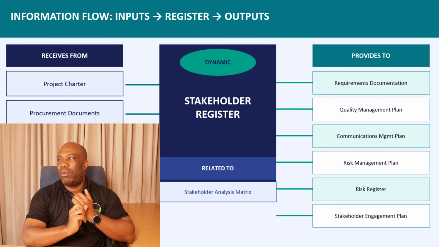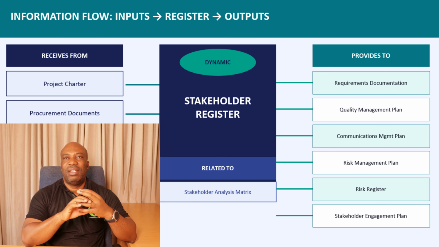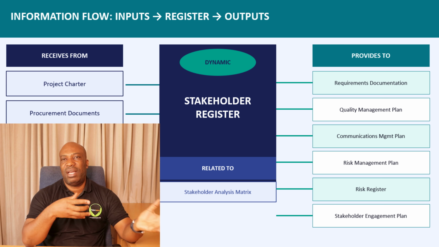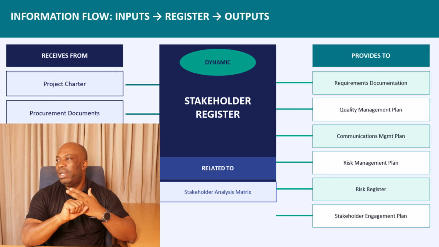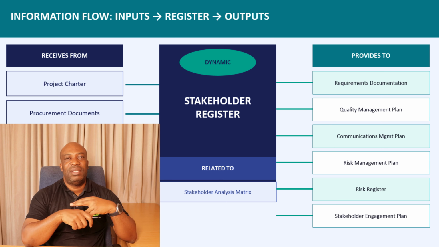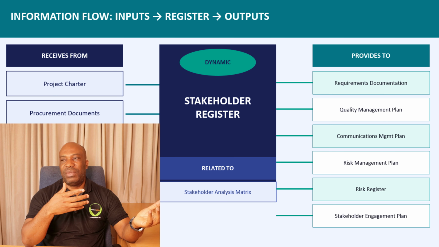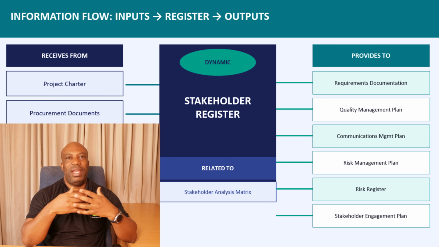All right, so the first output is requirement documentation. It's expected to feed into that because in terms of stakeholder requirements, you can also pick from the stakeholder register, then you create your requirements document. You also have the quality management plan. Stakeholders might have different expectations and requirements. It could be on quality and so on and so forth.